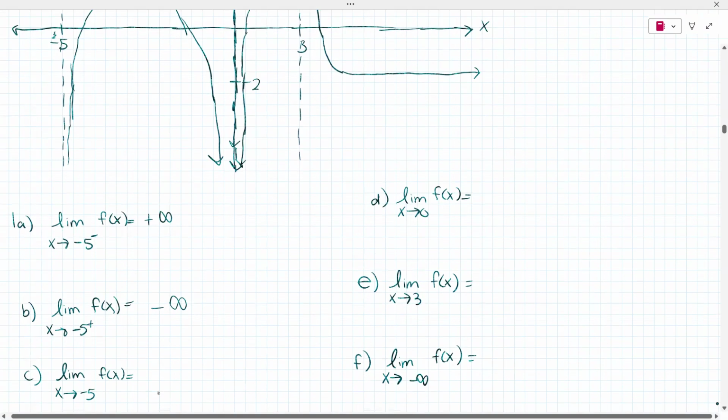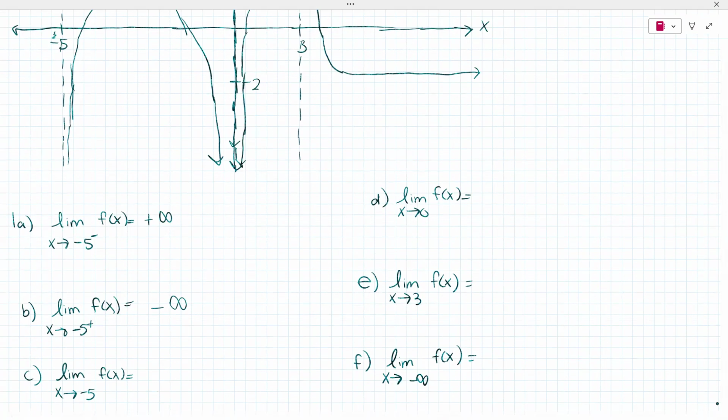Okay, what is the limit as x approaches -5? This is related to one-sided limits. So remember, if these values are different, that means it doesn't exist, right? The limit as x approaches 5 to the left must equal the limit as x approaches 5 to the right of f of x. So if they're different, that means it does not exist. So you could put D and E.